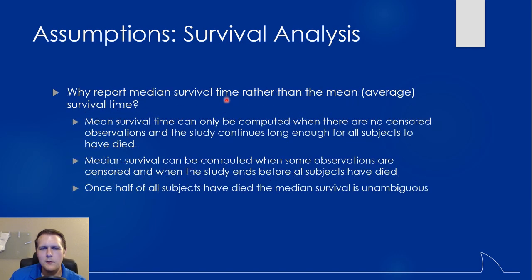And so why do we look at reporting median survival time rather than mean or average survival time? We kind of mentioned this. It just takes a lot longer to finally get the average survival time, and that would assume everyone meets that endpoint you're concerned about, versus if you have 50% of your subjects have died, that's pretty unambiguous. It's a lot easier to get in those cases there.